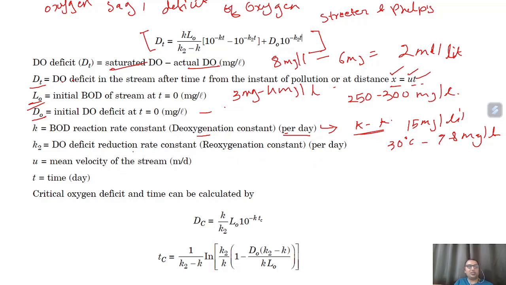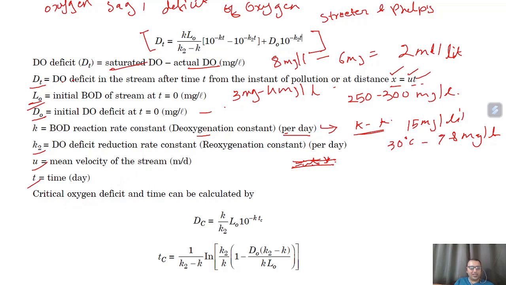Similarly, K2 is the DO deficit reduction rate, or you can say the reoxygenation constant. So when the river flows, due to the turbulence or due to the velocity, it mixes with the atmospheric air, and also if there is algae present in the water, the algae also produces some oxygen. So what is the reoxygenation constant? That it is given by K2. U is the mean velocity of the stream of the river, and t is equal to time of the day.